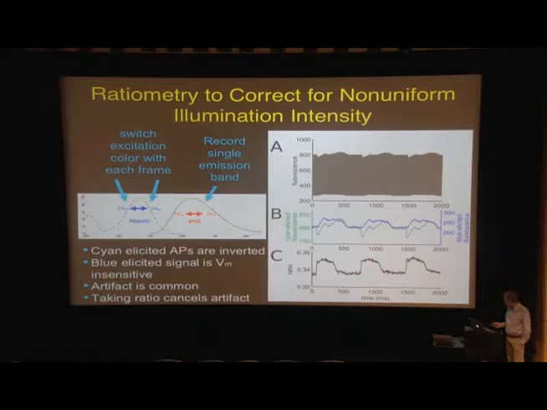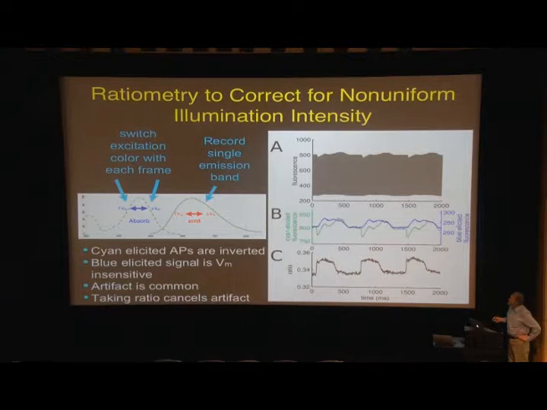the motion tracking. So the basic idea is that on alternating camera frames, we switch the color of excitation lights. On one frame, we excite the tissue with this blue color. On the next frame, we excite with cyan, and then we record with a single camera with a single band.